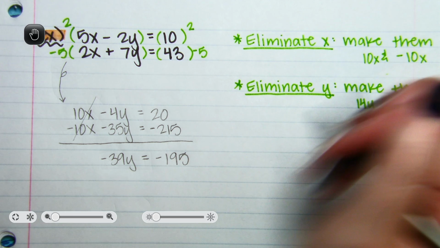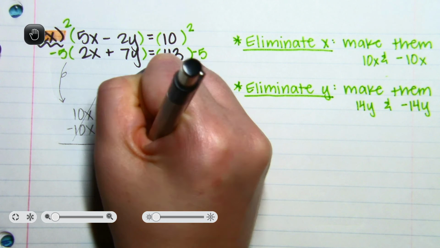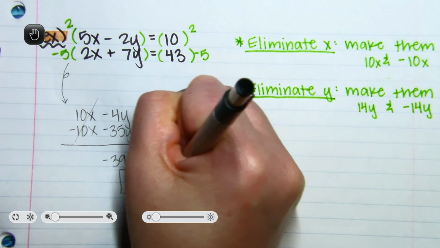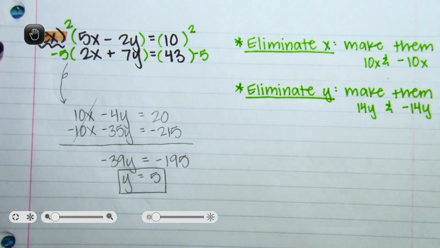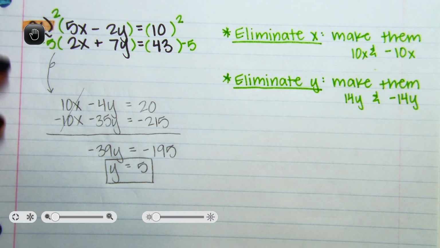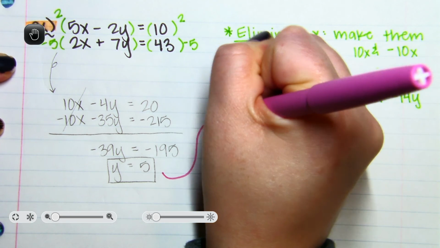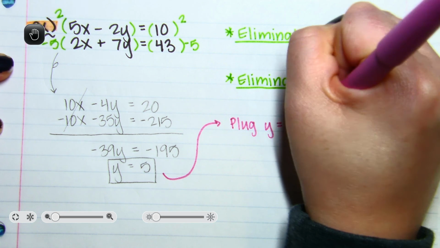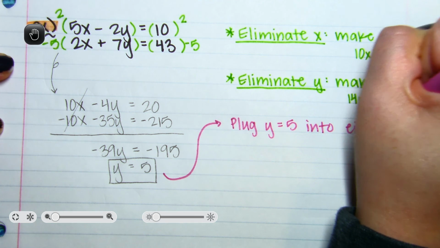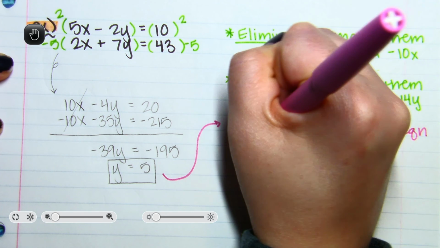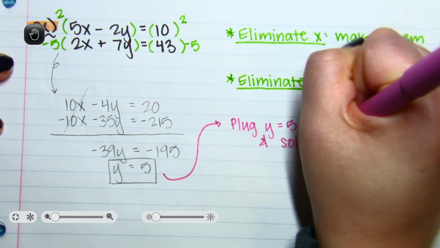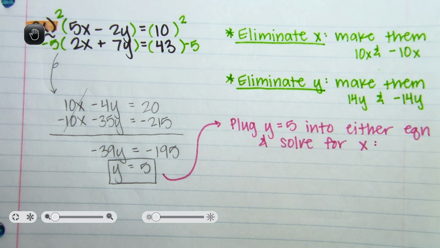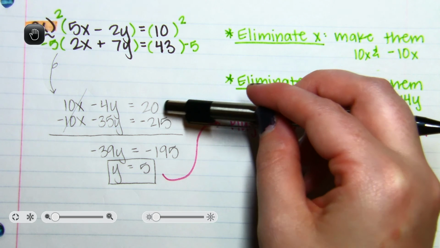Then we divide both sides by negative 39, and we get that y equals 5. It goes in evenly, and you can use a calculator for that. So now that I have my y value, I still need to find x. I'm going to plug y equals 5 into either equation and solve for x. Now again, you can pick either of the two original equations or two of the new equations.